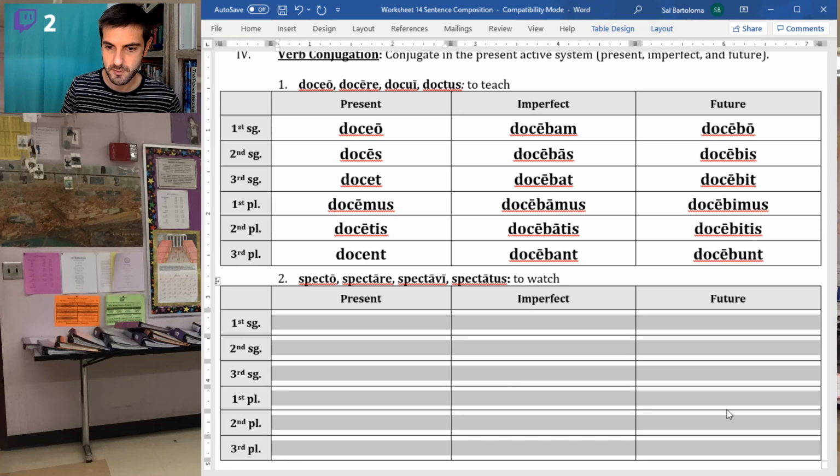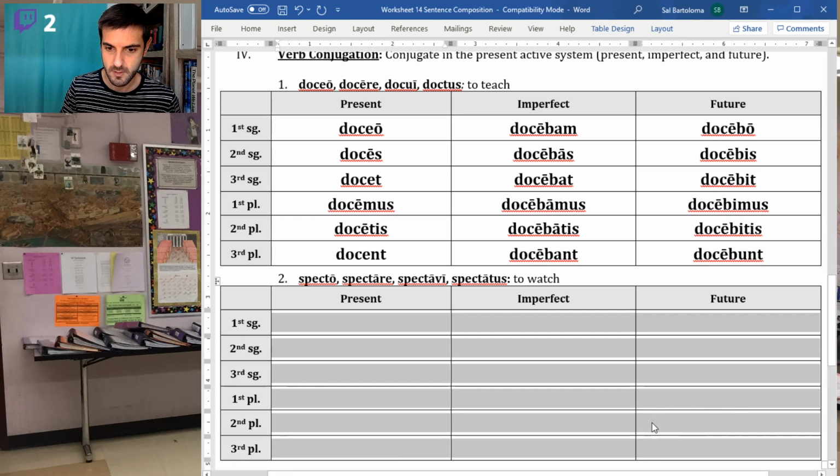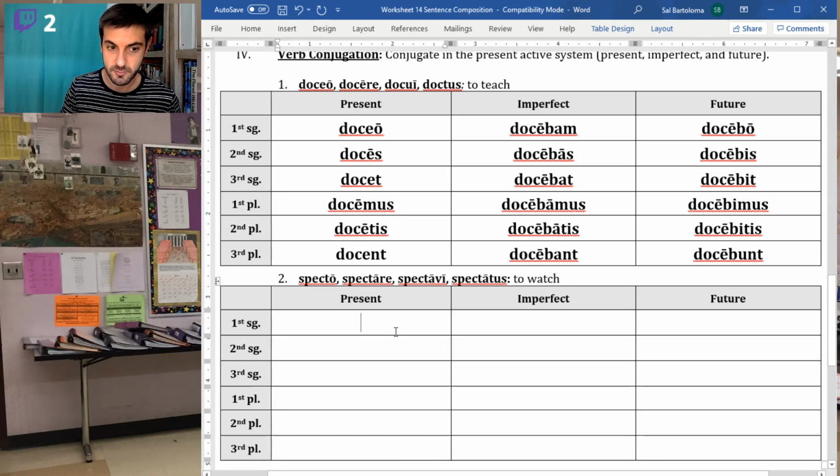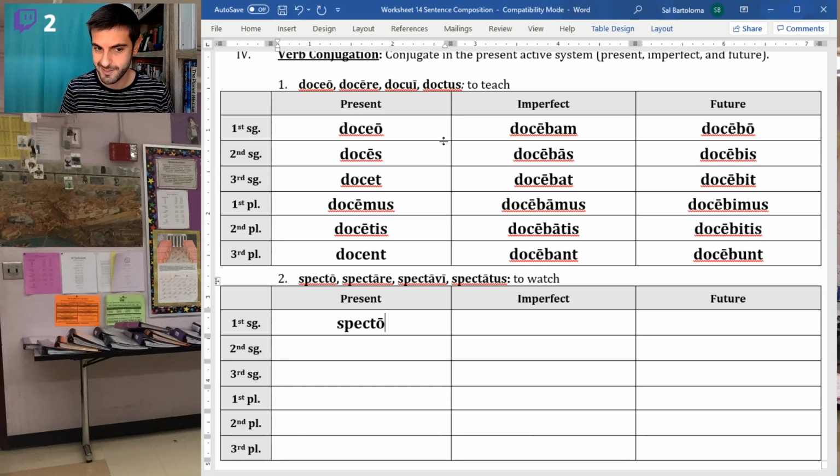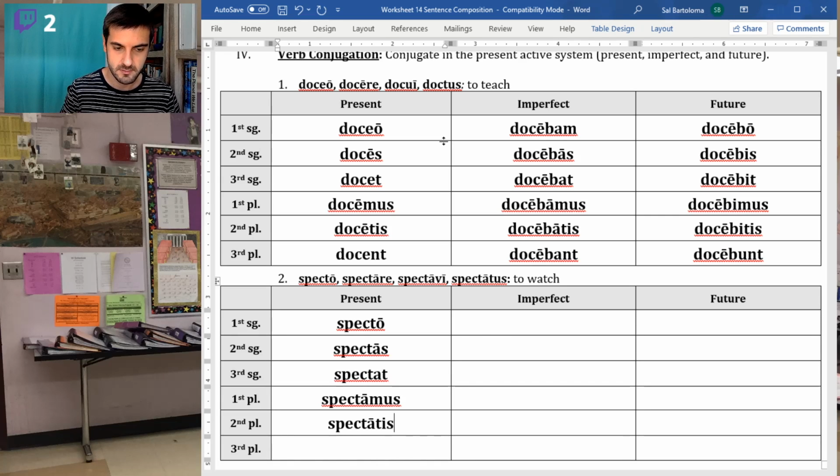Our next verb that we have here is specto, spectare. So that is first conjugation. Our I form is always the first principal part, specto. Since this is first conjugation, we're going to see the A in all those forms. So specto, spectas, spectat, spectamus, spectatis, spectant. Okay. I watch, you watch, he watches, and so on and so forth.